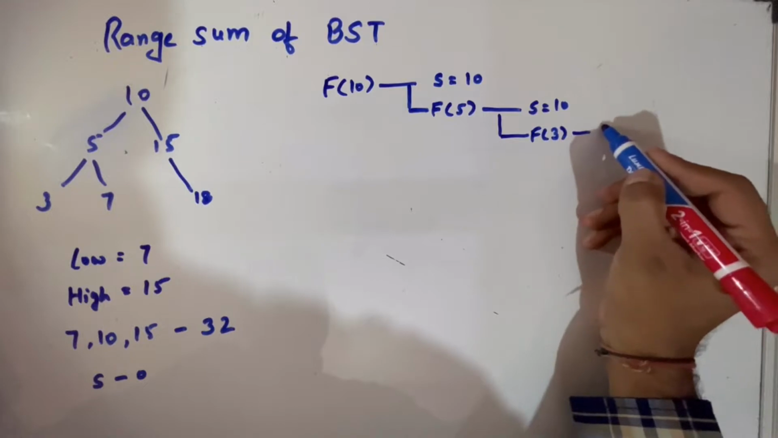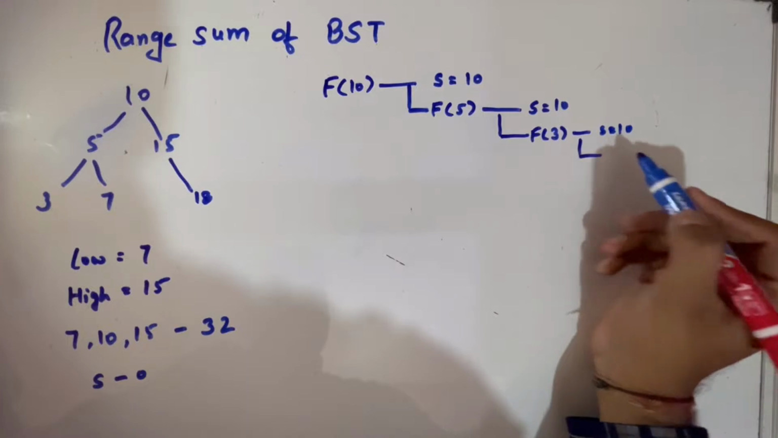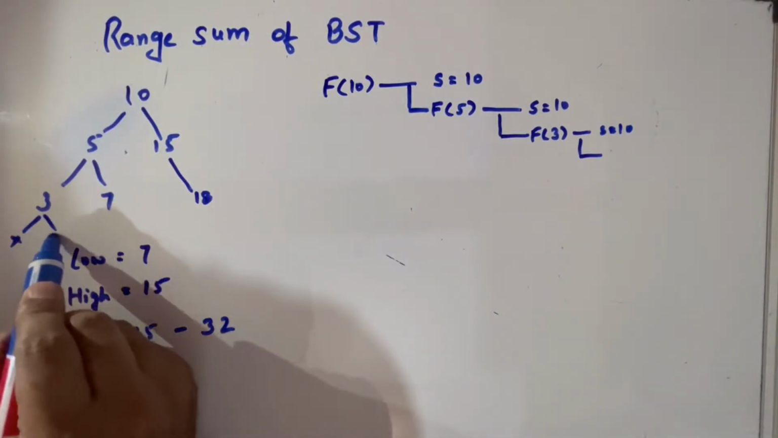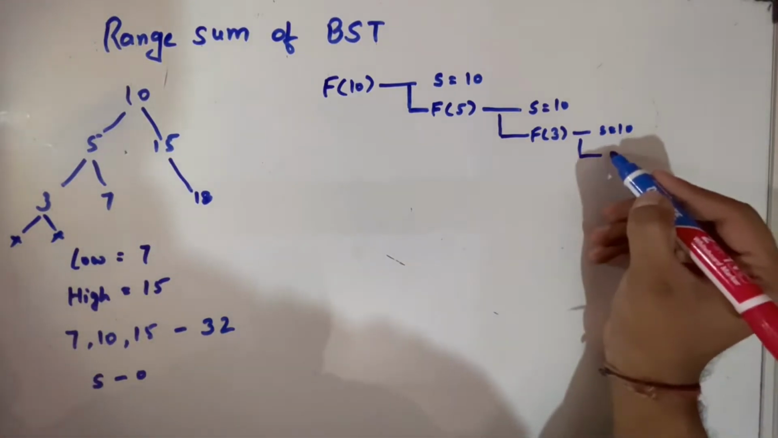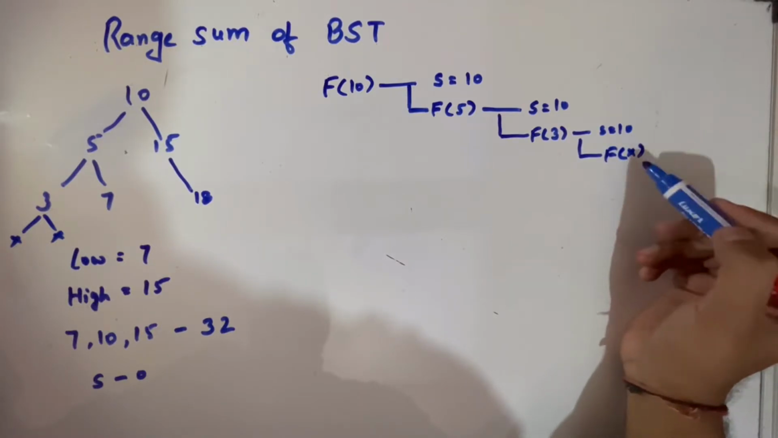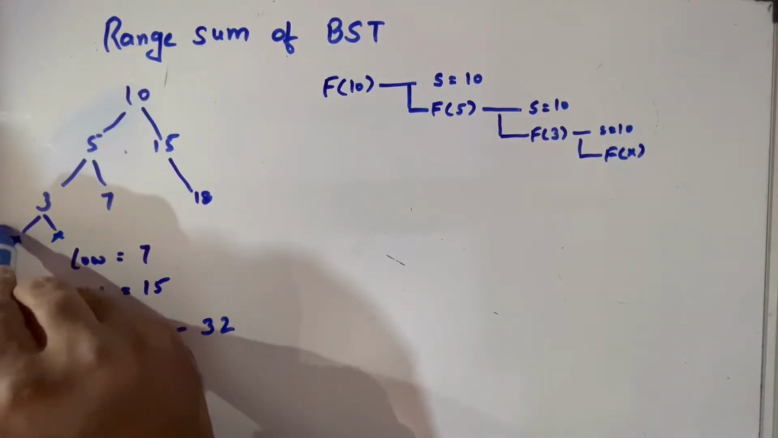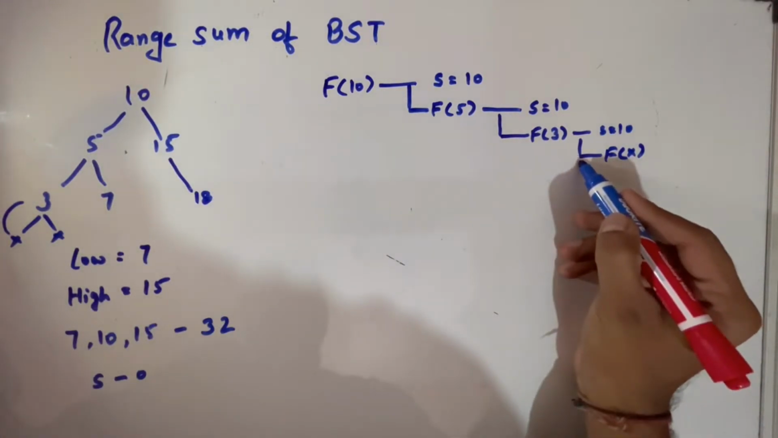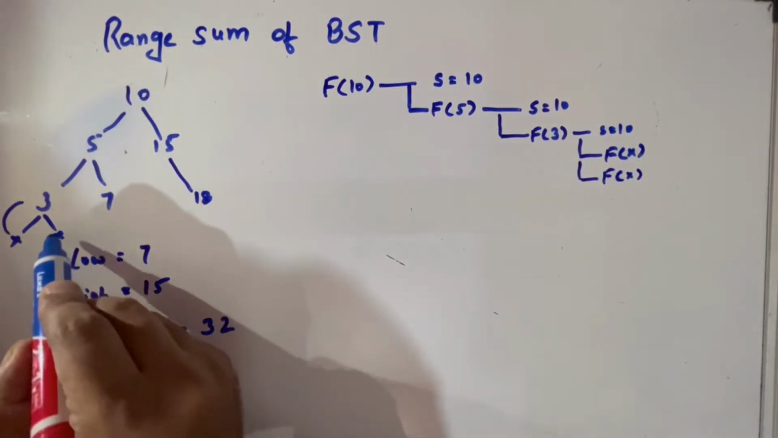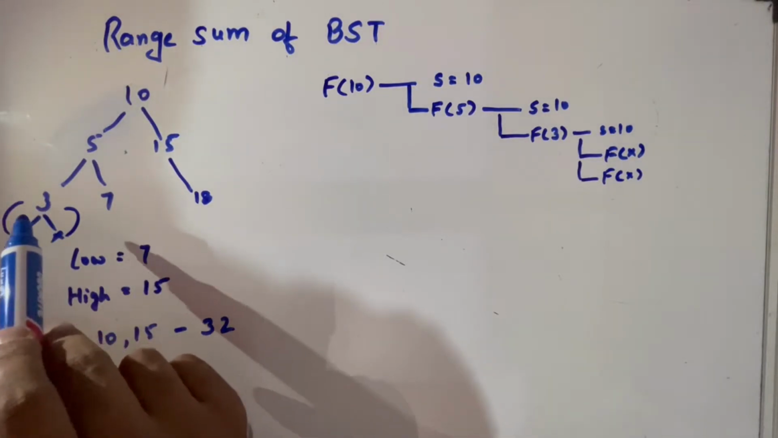Now for 3 also sum will remain unchanged. Okay, and now 3 will again make a call for its left and right child, and its left child is null and its right child is also null. So a call will be made for null. Now it will check if root is null or not, and root is null over here, so it will simply return null. It will return back to this 3. Similarly, now 3 will make a call for its right child, that is also null, so it will also return back to 3. So friends, now the recursion call stack for 3 is complete.